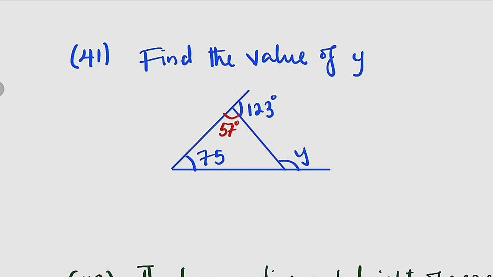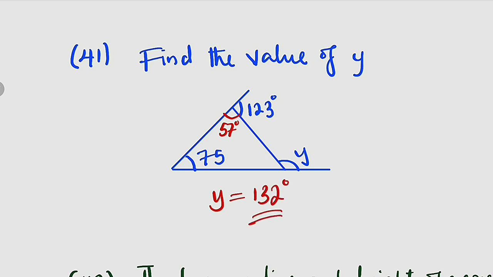Remember, you don't have to always show your working because you're dealing with objective questions. There's no space for working. Since this is another exterior angle, remember that an exterior angle is always equal to the sum of the two interior opposite angles. So once you add these two angles together, you obtain y. 57 plus 75 will give us 132. Therefore, y is equal to 132 degrees.